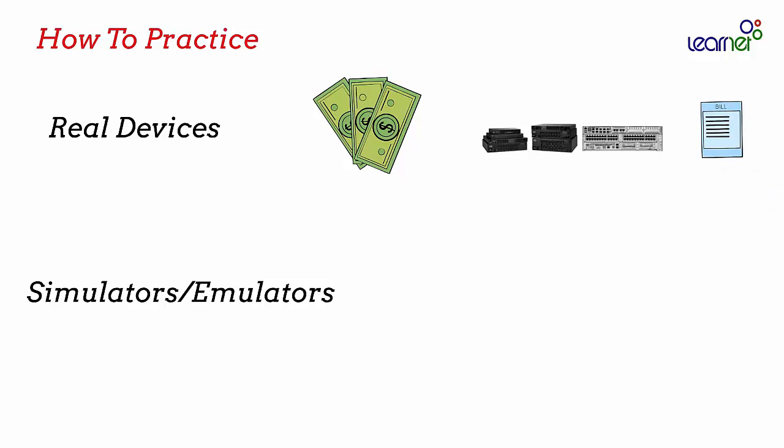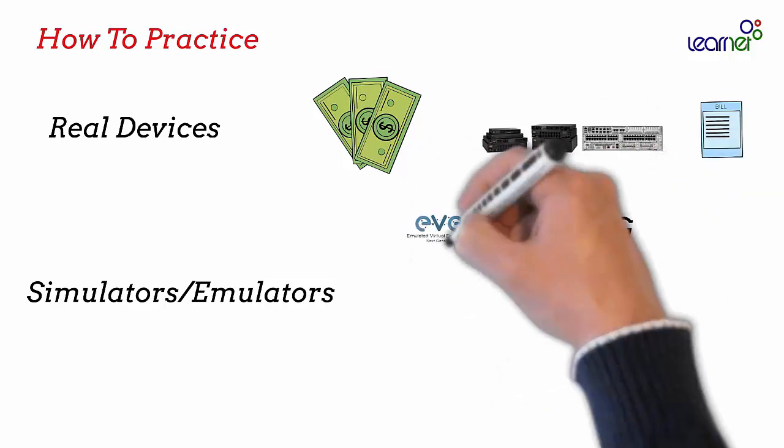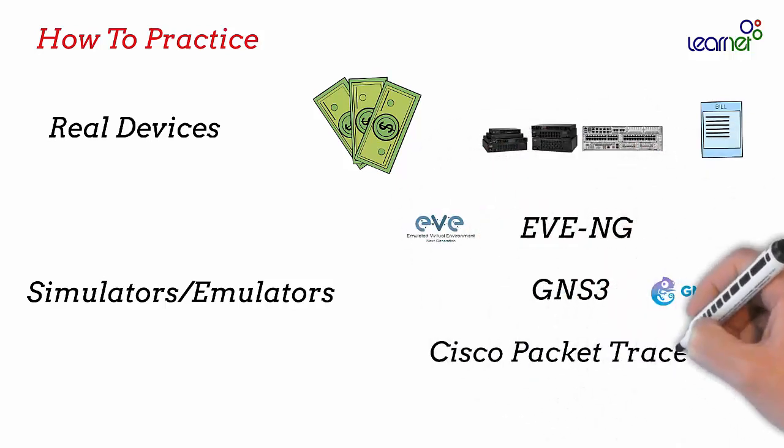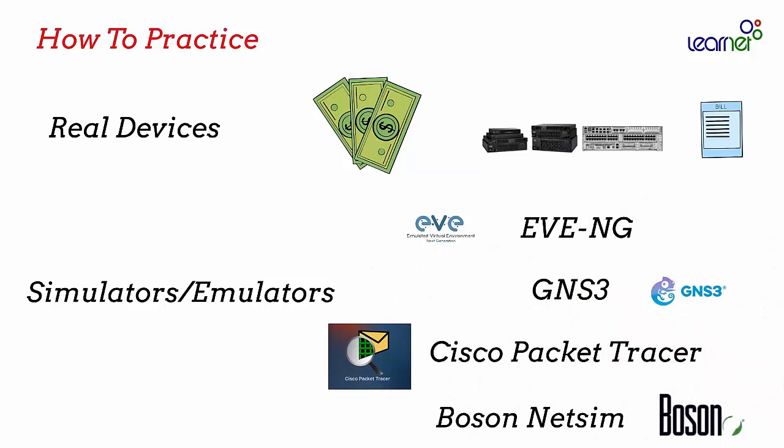From my point of view, the most famous ones, without any priority, are EVE-NG, GNS3, Cisco Packet Tracer, and Boson NetSim. GNS3 and EVE-NG are emulators, and the next two are simulators. But what is the difference between these two? With emulators, you run a real Cisco operating system, and you can practice almost everything. However, in simulators, you just have the features that are incorporated into the application.